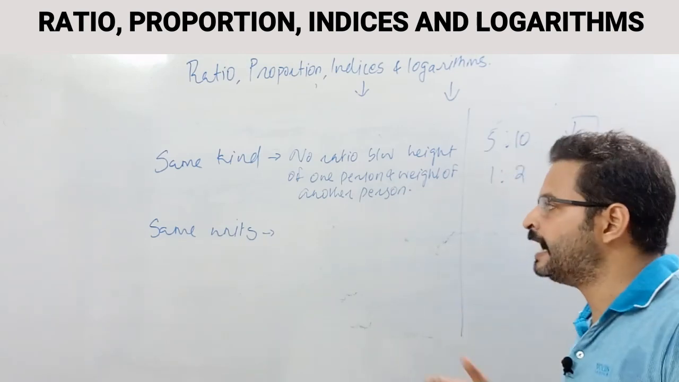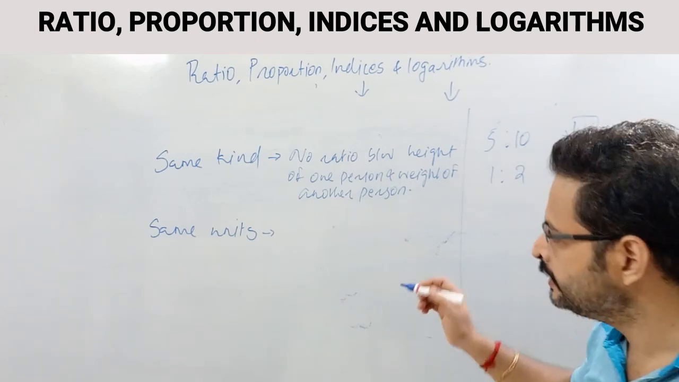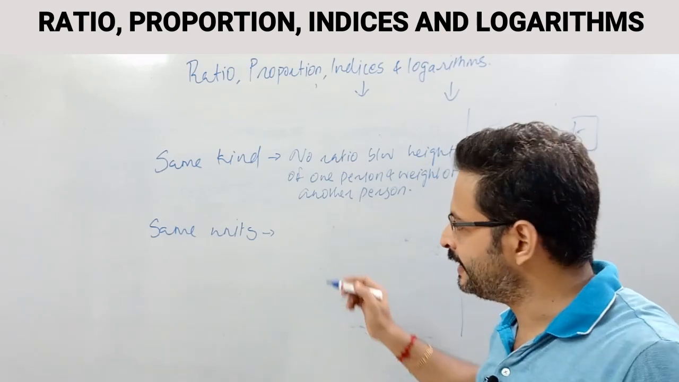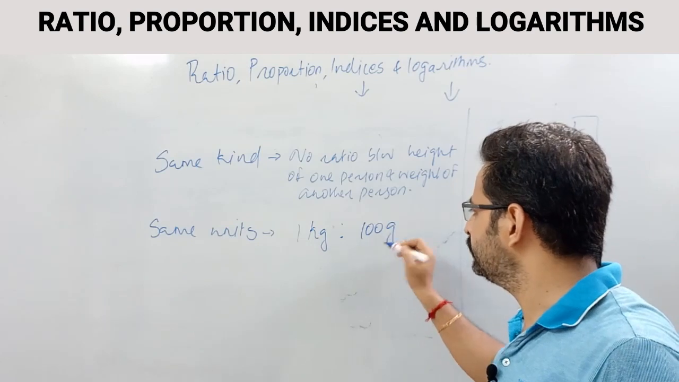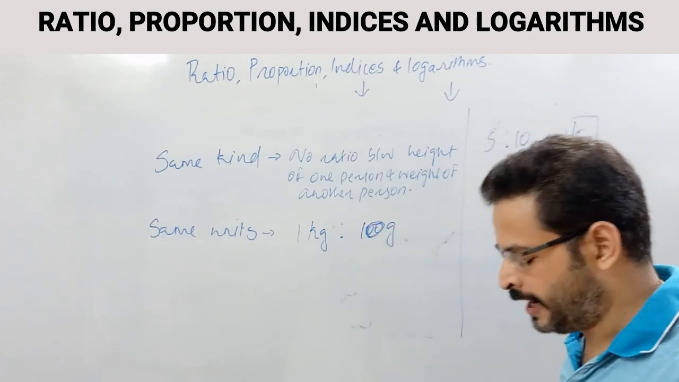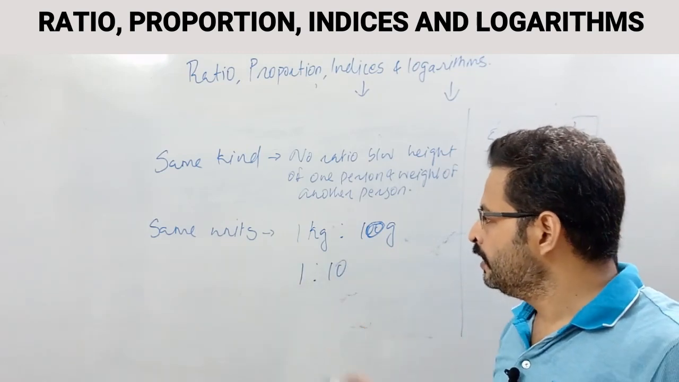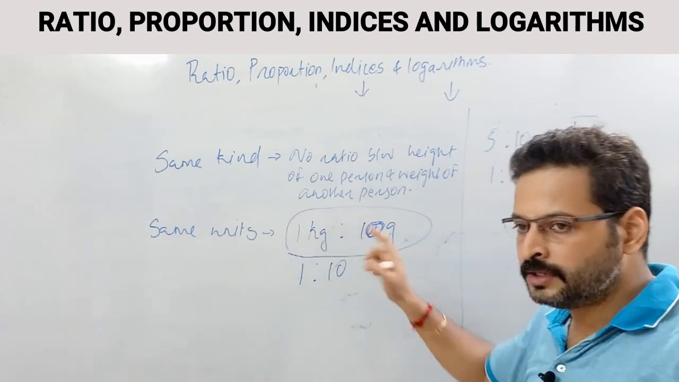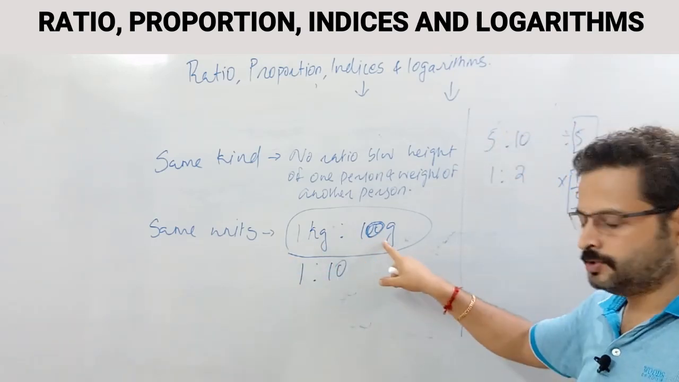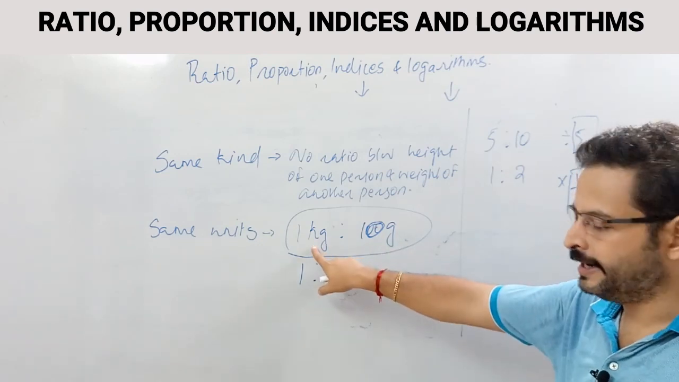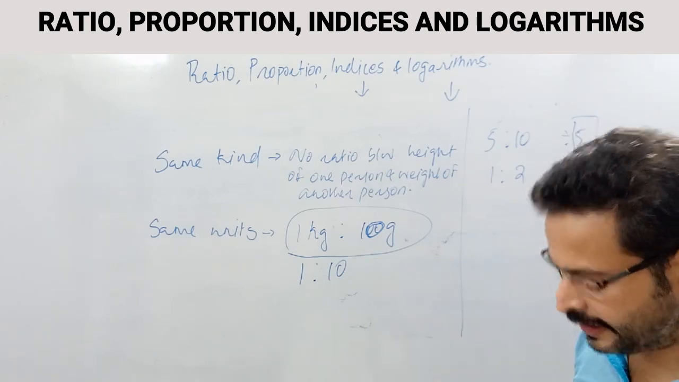Sometimes the quantities can be of same kind, but they should be converted into same units. Otherwise, we cannot express it as a ratio. That means 1 kilogram is to 10 grams. Okay. We cannot express this as 1:10. First of all, we should convert both the quantities into same unit. That means both the terms should be in grams, or both the terms should be in kilograms. Otherwise, we cannot express this as a ratio.